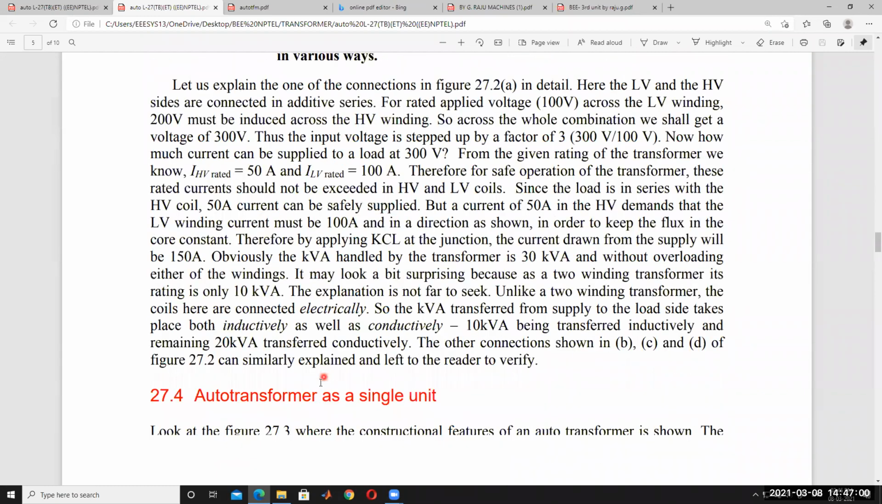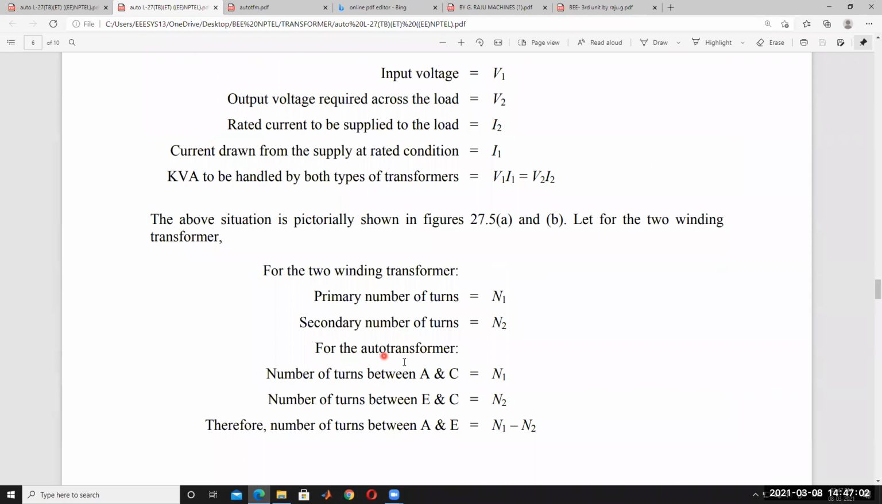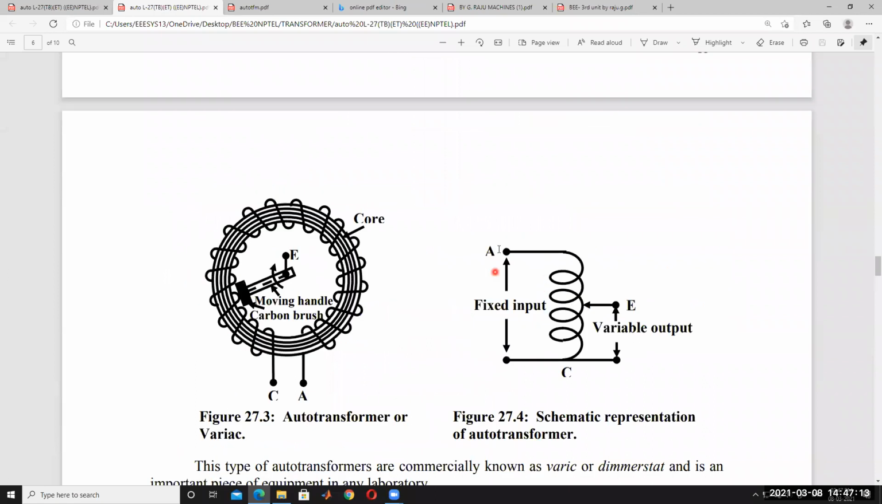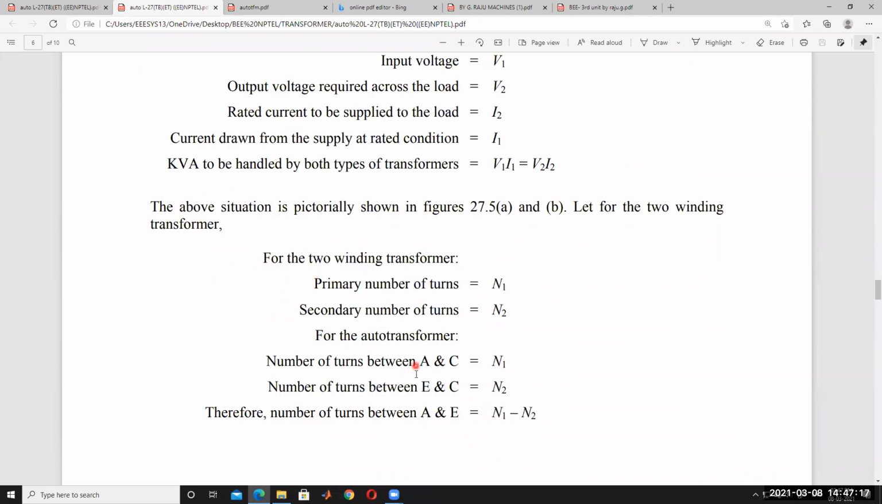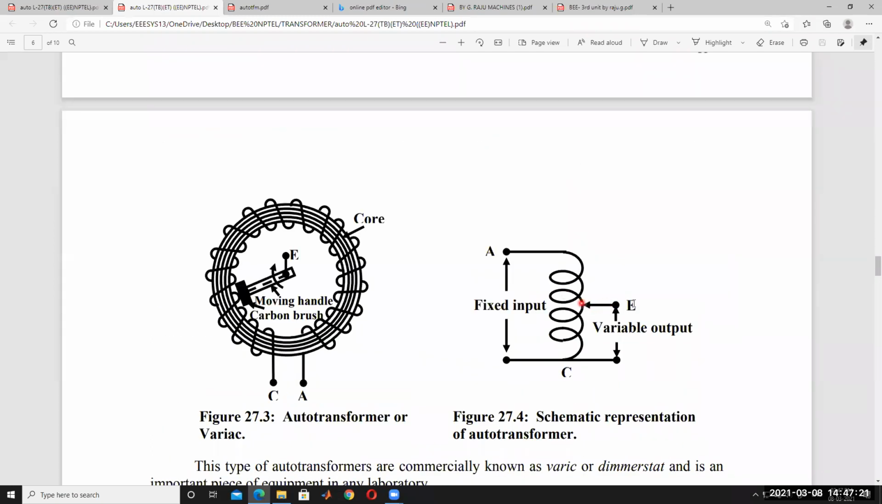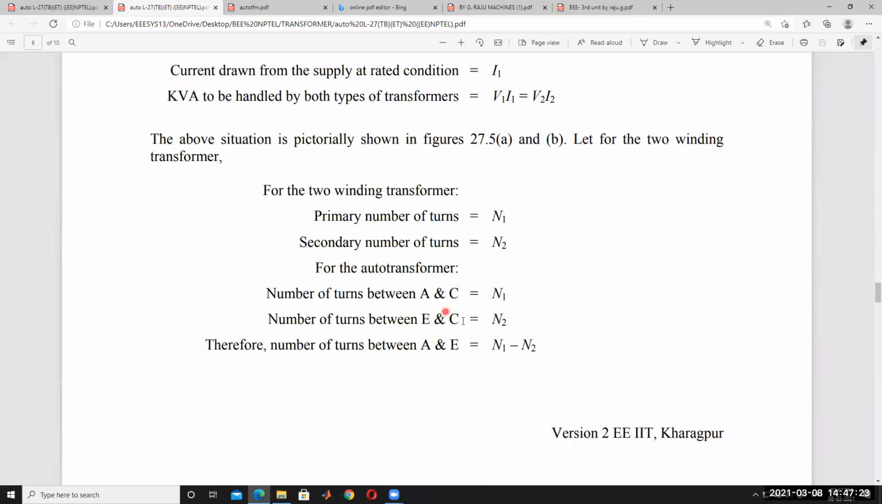And for an auto transformer it is different. For the two winding transformer, the primary number of turns is N1 and the secondary number of turns is N2. For an auto transformer, the primary number of turns between A and C is N1. The number of turns between E and C is called N2.